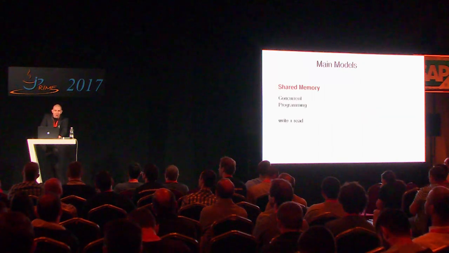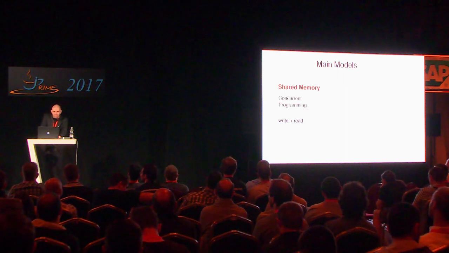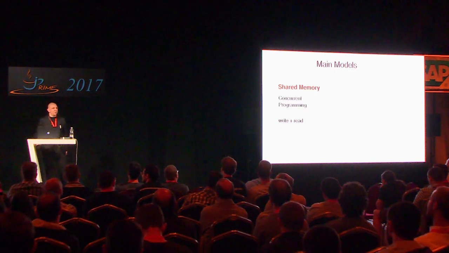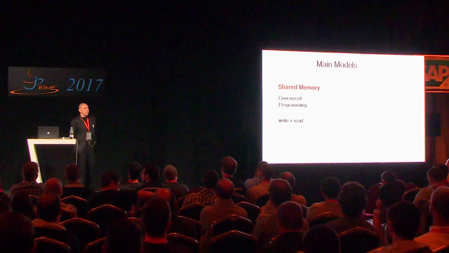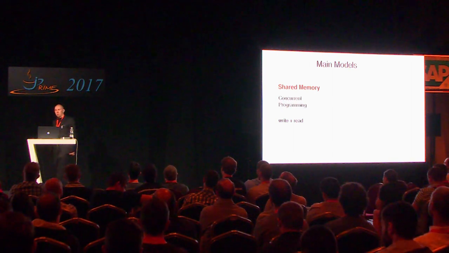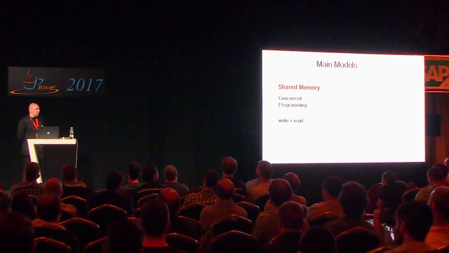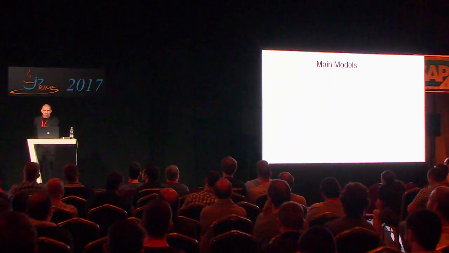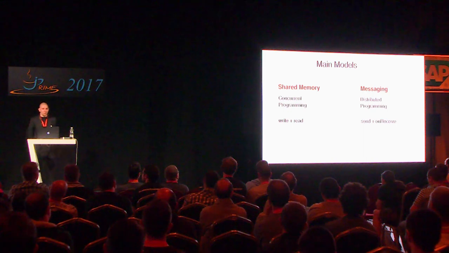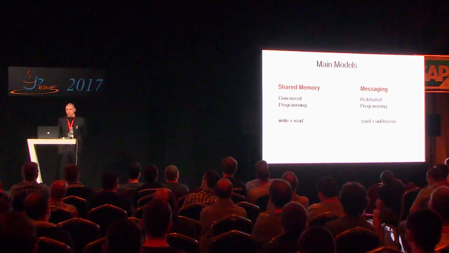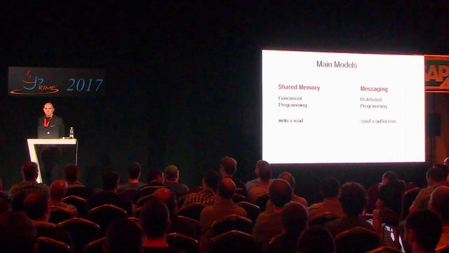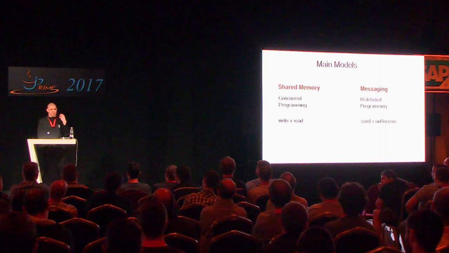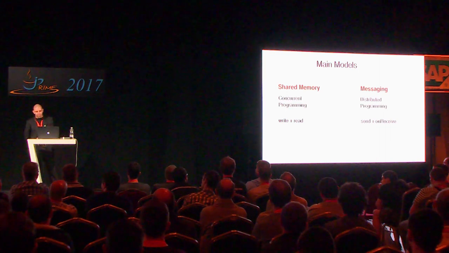So let's start. When we talk about concurrency, we usually talk about two main models. The first model is the shared memory model, when we have read and write primitives, and this is how we usually write our Java code. We read some values, we write some values, and that's it. The second model is the messaging model. You have several agents that send messages to one another, and these agents can send messages and react to messages that they receive.